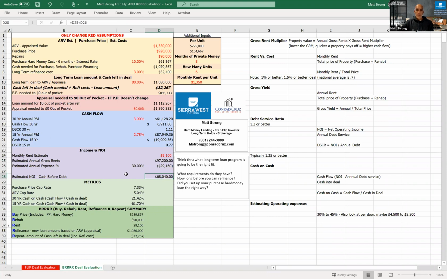So my NOI, my net operating income, is estimated to be $68,000 after I rehab, after I rent at higher market rents. So then based off of that, what will be my ARV cap rate? I think for this asset, I'll be probably right around 5%.